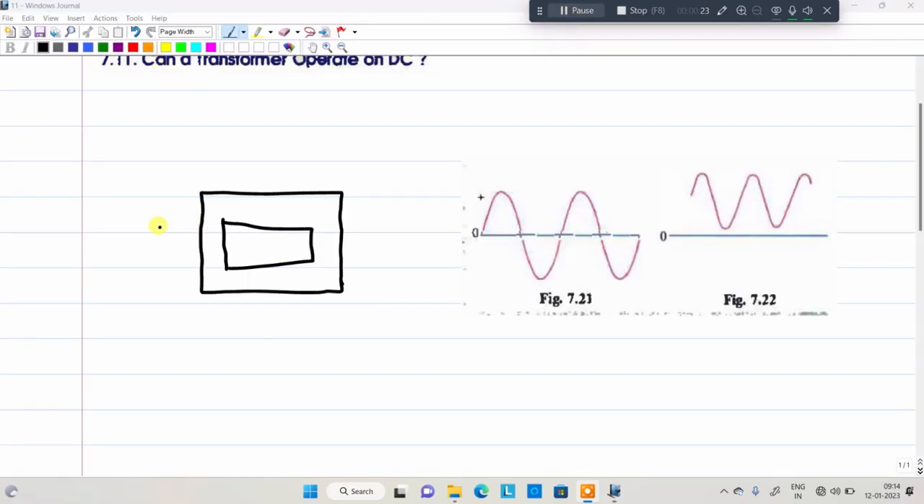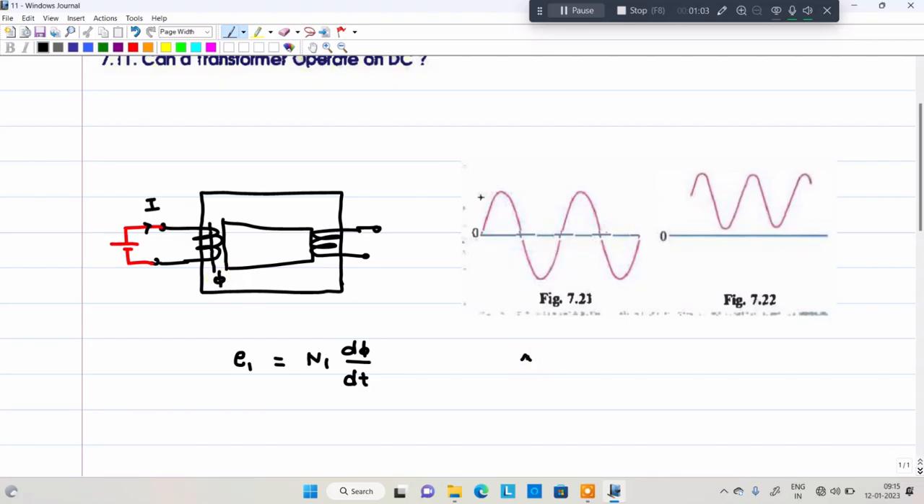Okay, in this particular transformer, the primary has a winding and the secondary has a winding. If I connect a DC supply here to the transformer, then what will happen? See, the induced EMF formula on the primary side is E equal to number of turns times d phi by dt, right? So whenever current flows through this winding, it generates magnetic flux, no problem. So it induces the magnetic flux, that is phi.